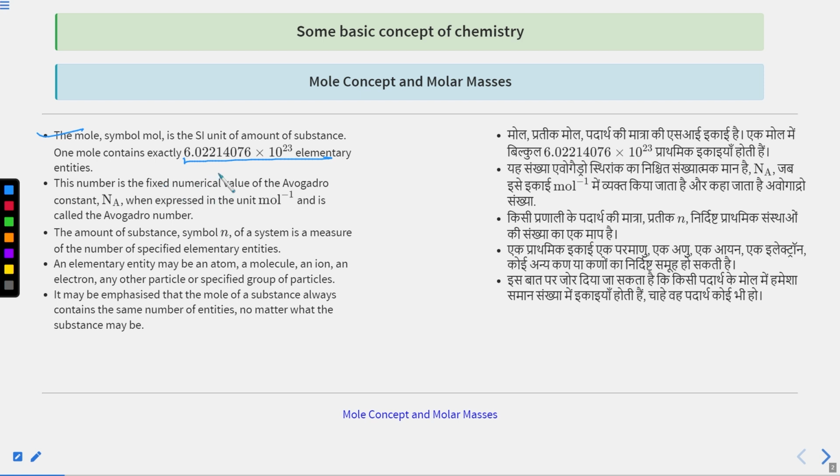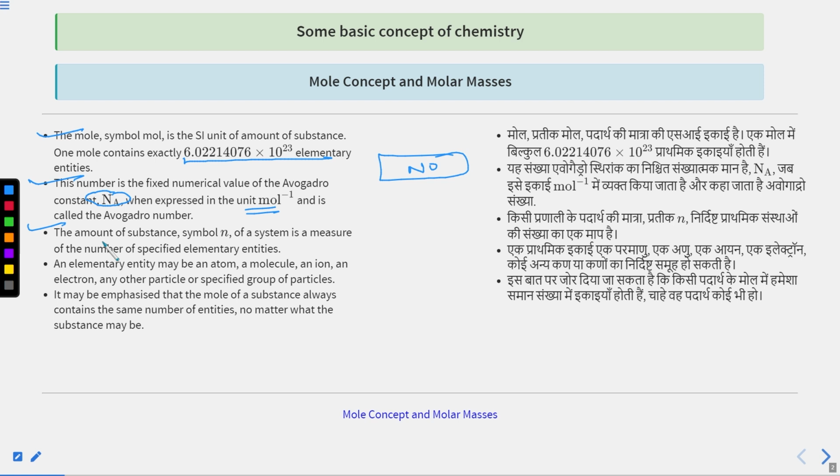I told you the number, and this number is very large. I will show you the number without any powers of 10, with all zeros. The number is a fixed numerical value given by Amedeo Avogadro, and this number is named the Avogadro number or Avogadro constant, and the symbol will be Na, or you can represent it with N0, when expressed in the unit per mole. That means in 1 mole this quantity will be there.